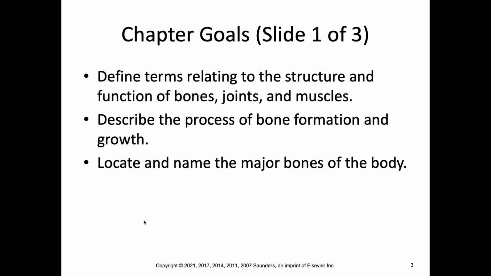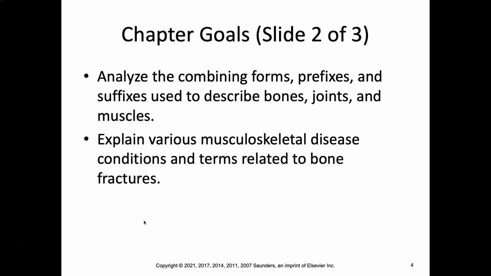So if you are looking at your syllabus, we are doing unit objectives 9.11.1 through 9.11.10 this week. And we are also defining terms relating to the structure and function of bones, joints, and muscles, as well as ligaments and tendons. We will be talking about the process of bone formation and how bone grows. We will be going over the major bones of the body. We will talk about combining forms, prefixes, and suffixes, as always, specifically as they focus on the musculoskeletal system.